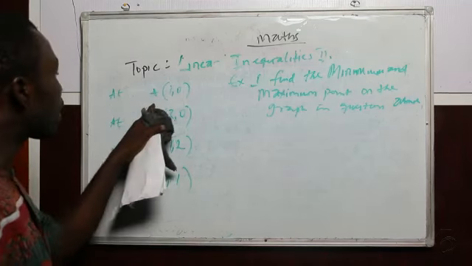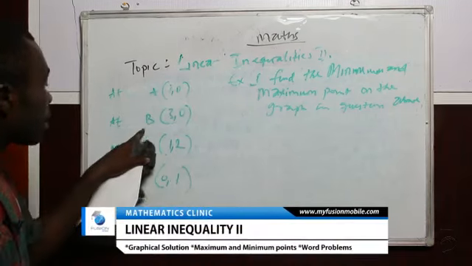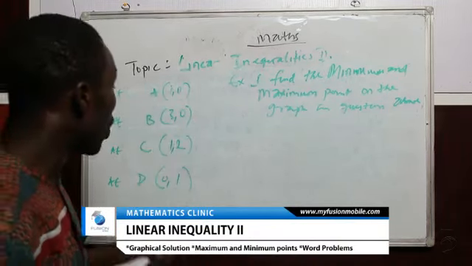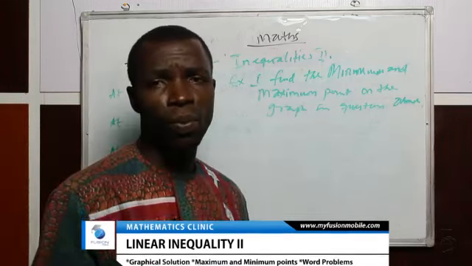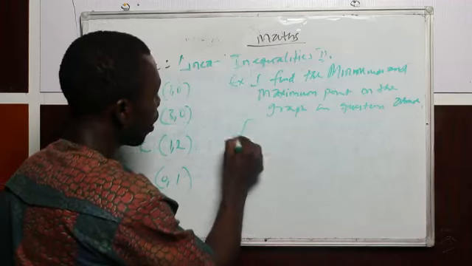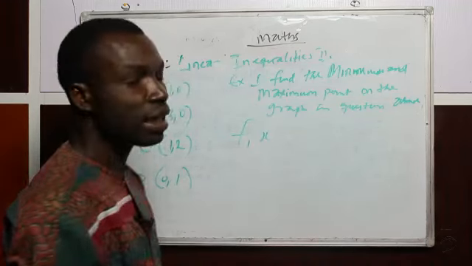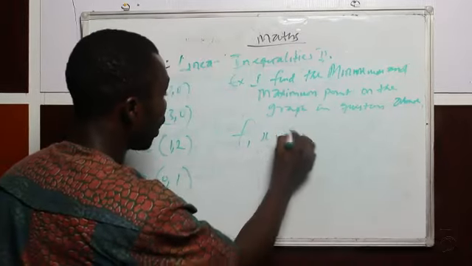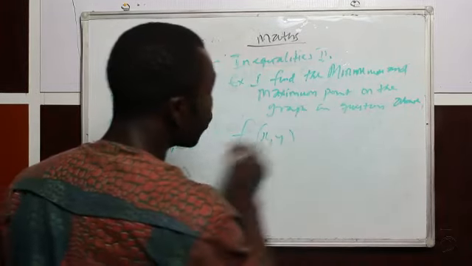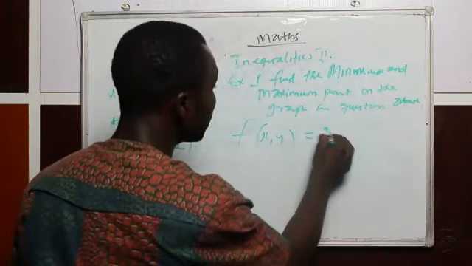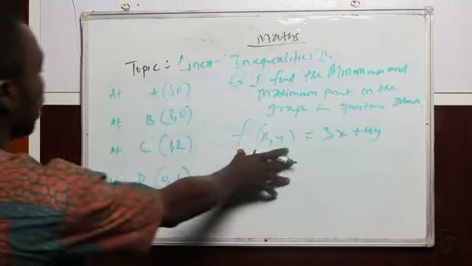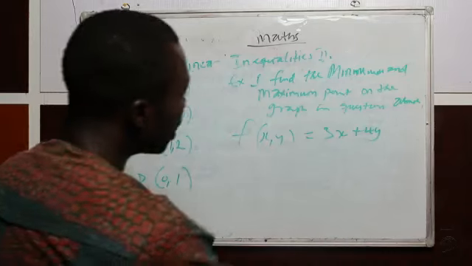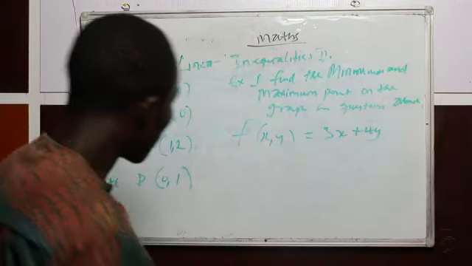Look at your graph. You discover that at point A we have 1, 0, at point B we have 3, 0, at point C we have 1, 2, at point D we have 0, 1. Check your graph very well. Now we want to find the minimum and the maximum point. If you have a function f(x, y) giving us an equation equal to 3x plus 4y, with these functions and with these points on the graph that we've drawn, they say we should find the minimum and maximum point. Very simple.